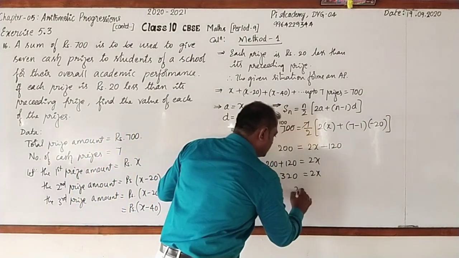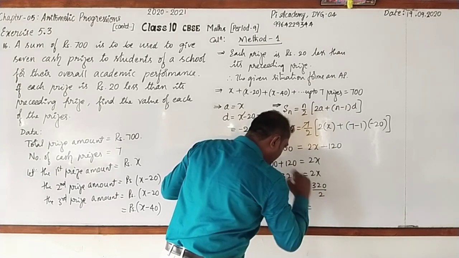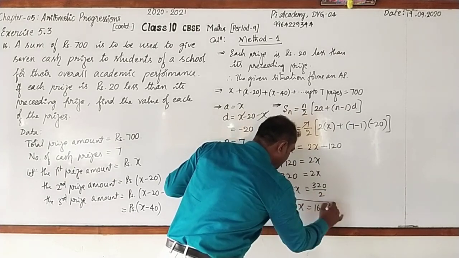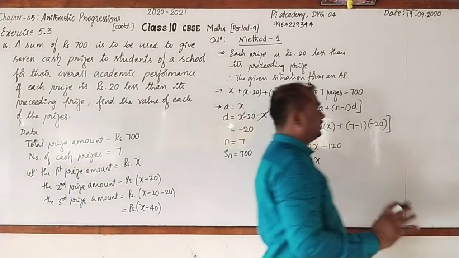Then solve x. x is equal to 320 by 2. x equal to, it is 160. This is the first prize amount. Got it? Here I write.